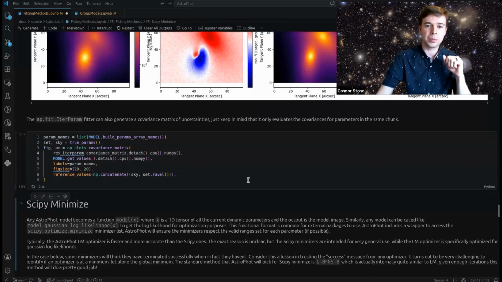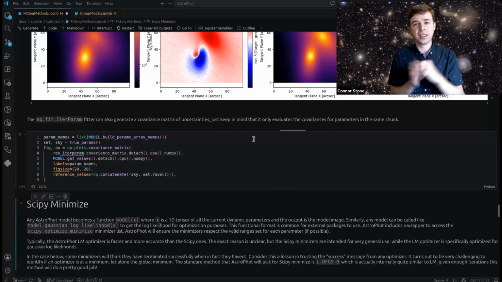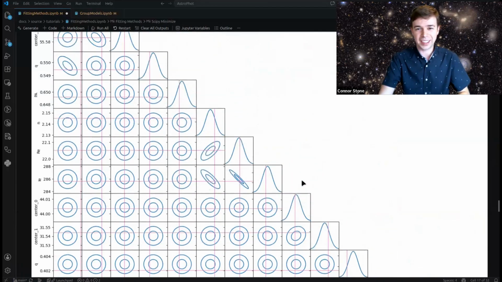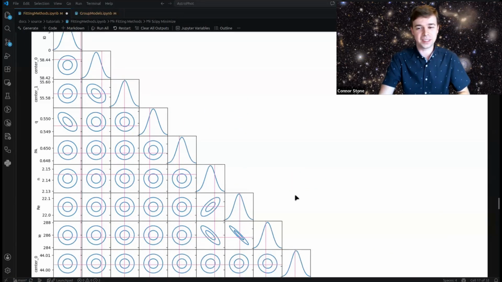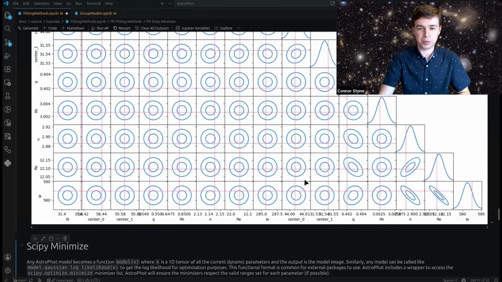The nice thing about iter_param as well is that it will give us a covariance matrix. Keep in mind, though, that it's only going to get the covariance between parameters that were in the same chunk. So within a chunk of 5 parameters, it'll get all the covariances between those, but it won't get the covariance between chunks. Maybe a future update will include computing those covariances just to make things nicer, but for now, it doesn't include those. And here we go, we get a nice corner plot just like before.